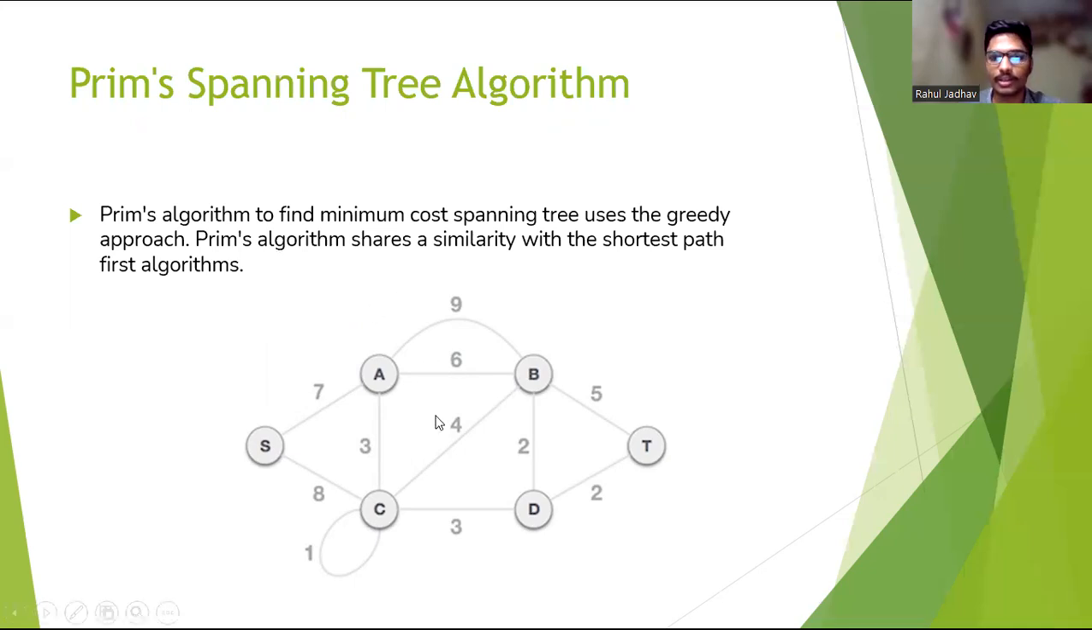Here, if we see this example, this graph contains the vertices S, A, B, C, D, and T, and every edge is denoted with a randomly given cost, and we have to find the minimum spanning tree using Prim's algorithm. There are some steps, which we will see in the next slide, which cover how we can find the minimum spanning tree using Prim's algorithm.